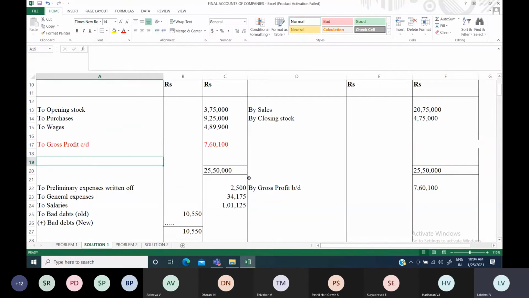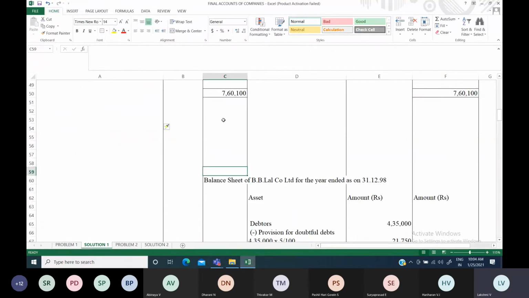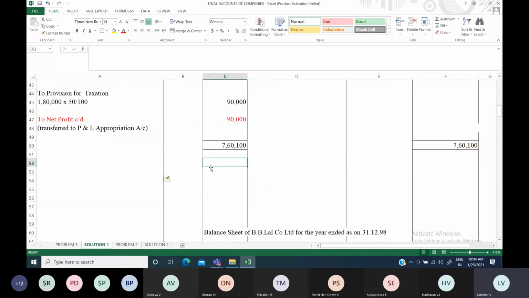Okay. So moving to the next part, the P&L appropriation account, or profit and loss appropriation account. Anything you can mention? Okay, profit and loss appropriation account. So this account is actually the extension of your profit and loss account.